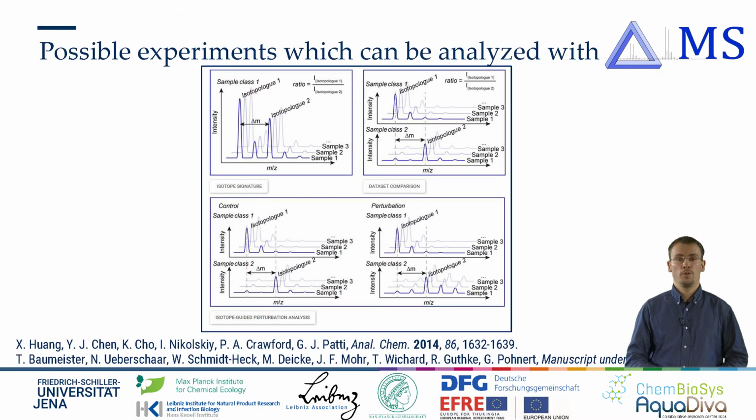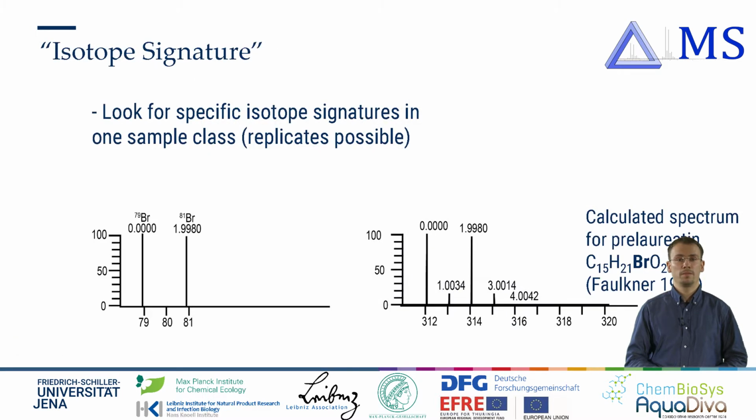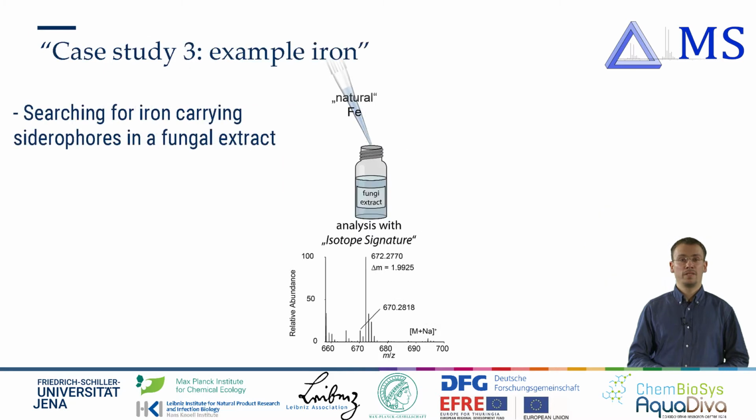Next, we would like to show you what kind of experiments you can perform with DeltaMS. Our first experiment is called isotope signature. You can analyze your sample for the presence of bromine-containing compounds, for example. A further possible analysis is covered by case study 3 described in our manuscript. We investigated iron-containing substances, in detail siderophores of a fungal extract.